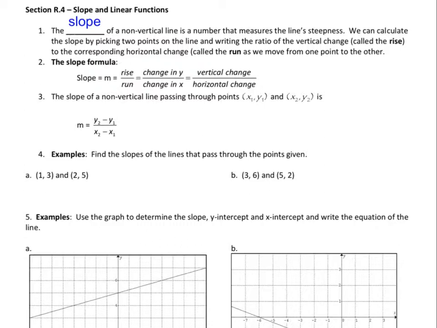For number 2, we have slope is equal to m. I don't know who decided that slope was going to be represented with the letter m, but that's what we use. And that is equal to rise over run, which is the equivalent of change in y over change in x. We also think of it as vertical change over horizontal change. And the slope formula is m equals y2 minus y1 over x2 minus x1. So if we have 2 points on a line, we can calculate the slope and see how steep that line is.